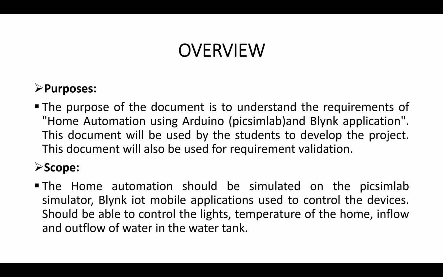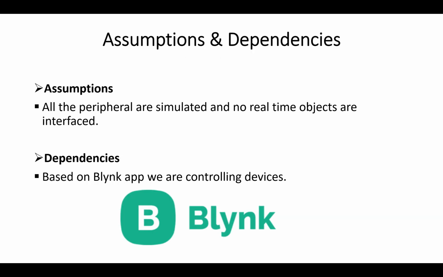The overview. In this overview, you can see the purpose. The purpose of the document is to understand the requirements of home automation using Arduino and the Blynk application. This document will be used by students to develop the project, and will also be used for requirement validation. Scope: the home automation should be simulated on the Proteus Lab simulator. The Blynk IoT mobile application is used to control the devices. It should be able to control the lights, the temperature of the home, and the inflow and outflow of water in the water tank.